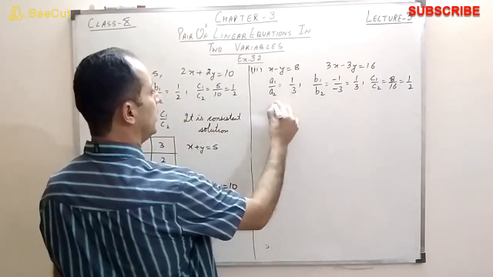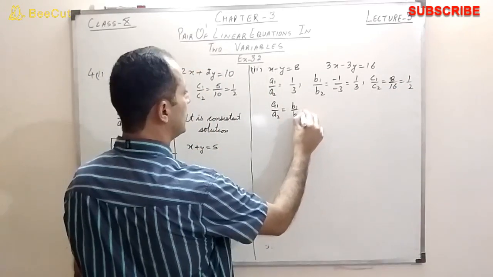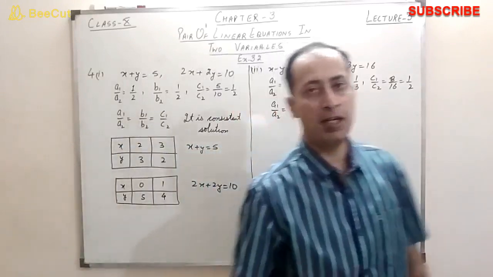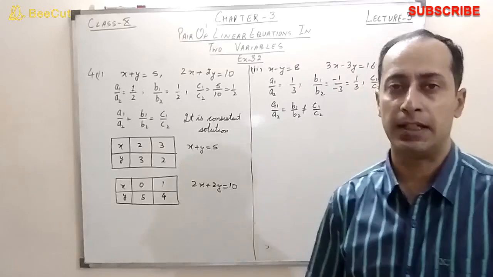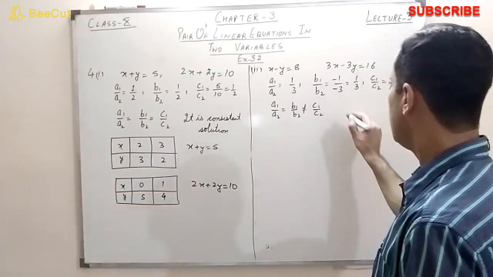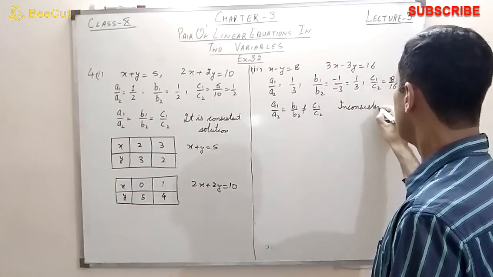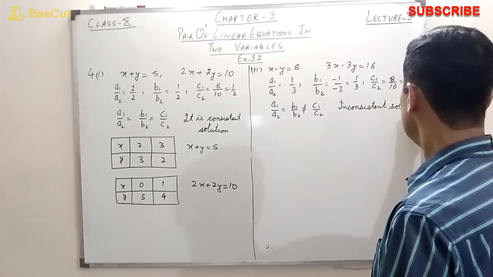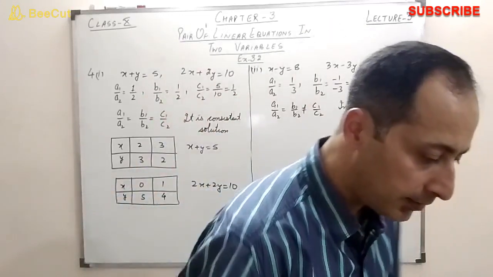Now if you see carefully, a1 by a2 equals b1 by b2, not equal to c1 by c2. Right? So in that case, what will happen? If the first two are equal but not equal to the third one, then we say it is inconsistent because the lines formed will be parallel lines. So we write it as an inconsistent solution. And for this, we don't have to draw the graph. So we go to the third part now.